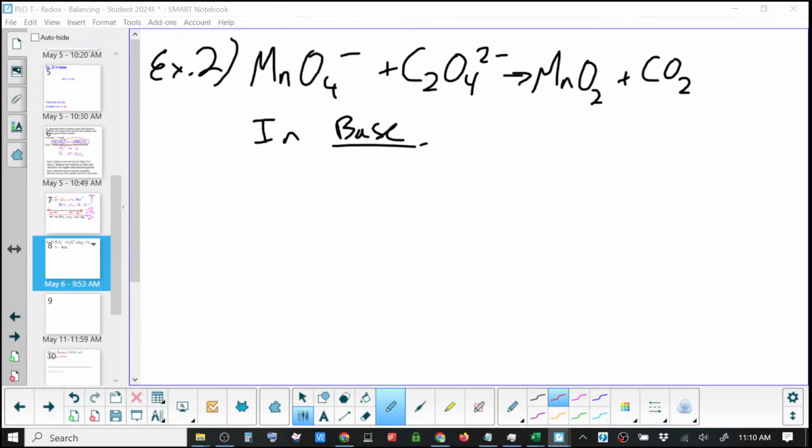Grab a partner. Is there only two types, in base and in acid? There's only in base and in acid. So this one is in base. Don't do the drowning till the very end. Separate it into the two half reactions, all the way from scratch. So erase everything you got. And this is the last thing I'm going to make you do on the board today.